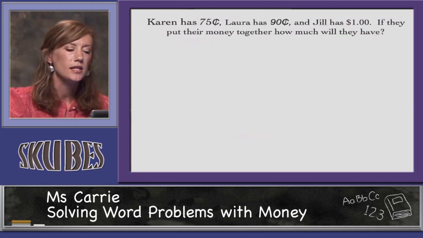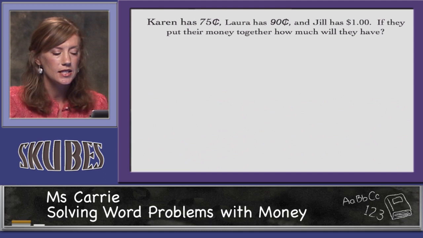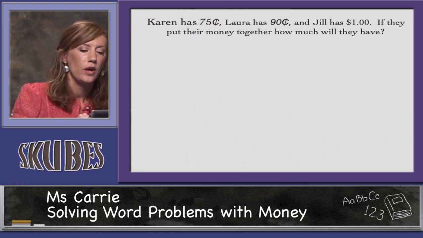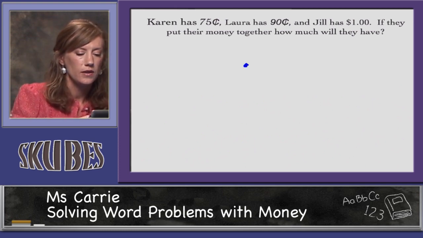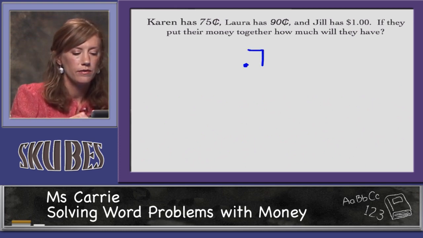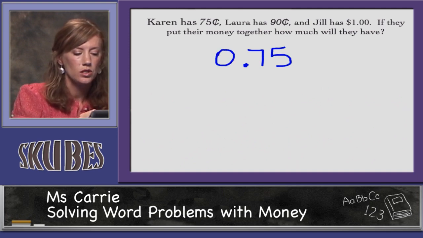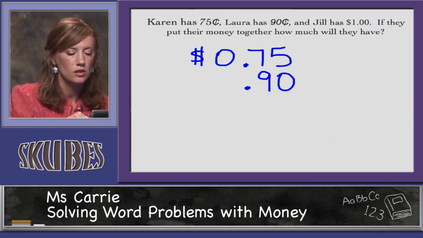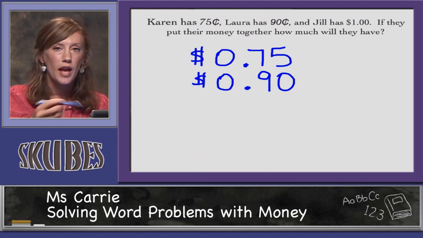Karen has 75 cents, Laura has 90 cents, and Jill has $1. If they put their money together, how much money will they have? Well, let's see. Karen's got 75 cents. Decimal 75 is how we would write that. And I'm going to go ahead and put a 0 in because there are no dollars. Laura has 90 cents. There's 90 cents with no dollars. And Jill has $1.